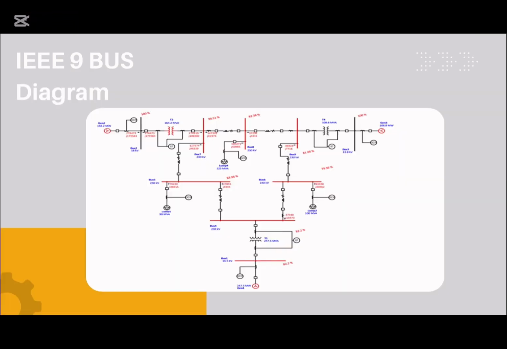IEEE 9 bus here. This is the IEEE 9 bus used for simulation. It includes 3 generators, 3 loads, and interconnecting lines and buses simulating real-world grid behavior.